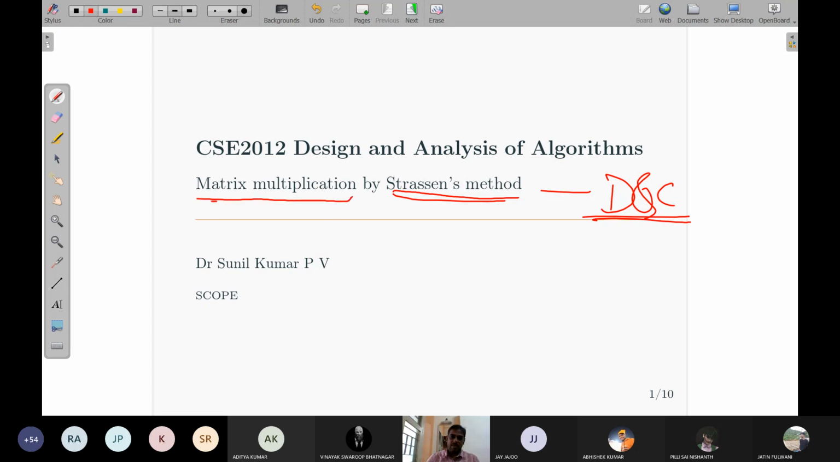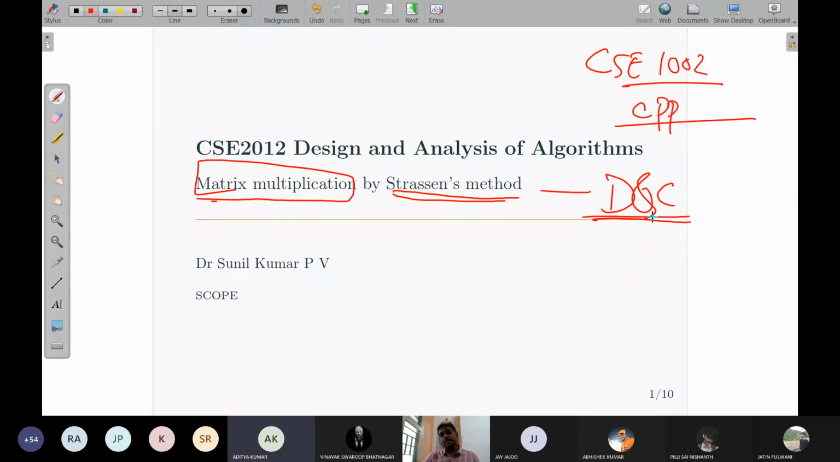Matrix multiplication, you know how to write a program for matrix multiplication. You would have learned this in your C or C++ courses. You had that CSE 1002 course, right? Object oriented programming, sir. Yeah. Matrix multiplication is a basic program. Every C student will come across this program at some stage of his studies.